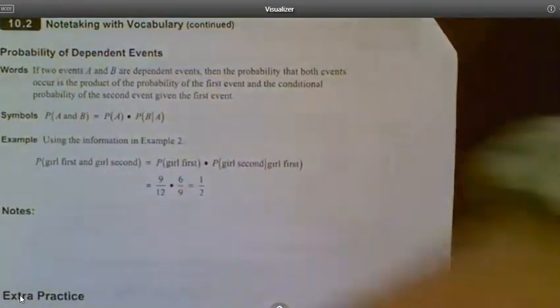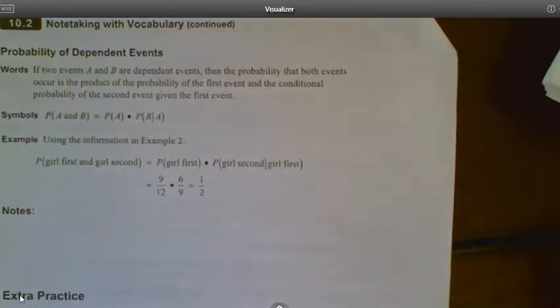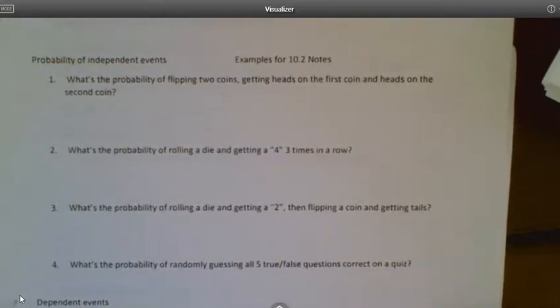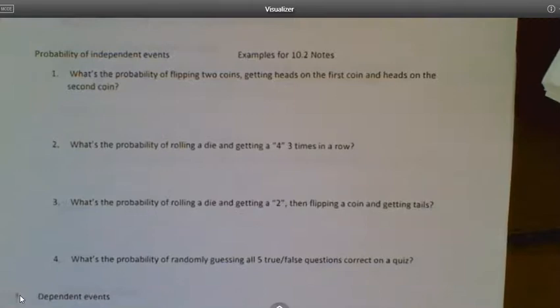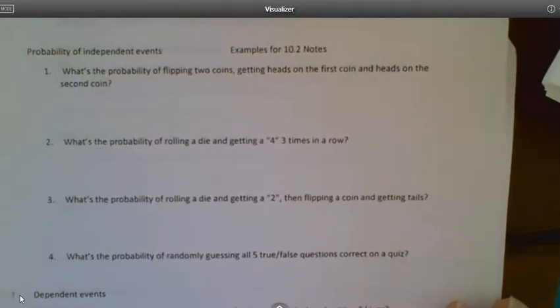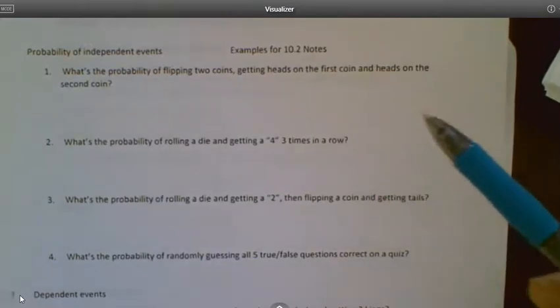I'm going to jump ahead to a handout that I have made for you guys. And we're just going to look at the top half on these. So these are all independent events. And in the next set of notes, we're going to do the bottom half, which is our dependent events. So for the upper half here, what's the probability of flipping 2 coins, getting heads on the first coin and heads on the second coin?